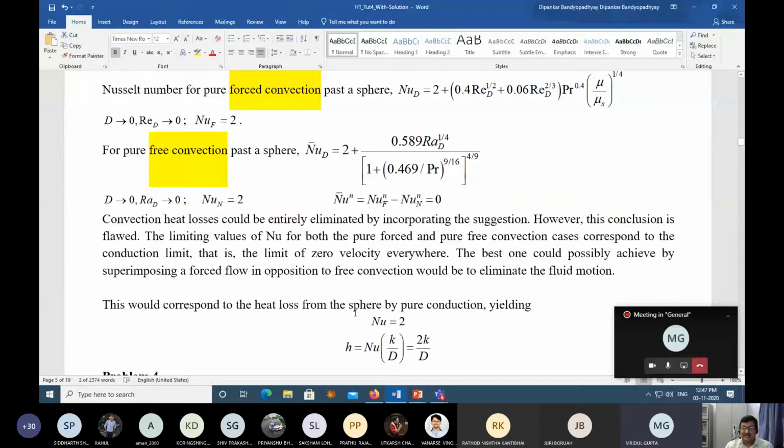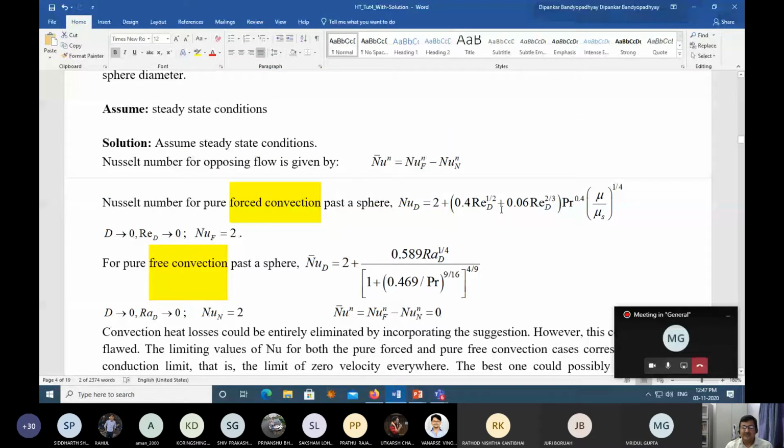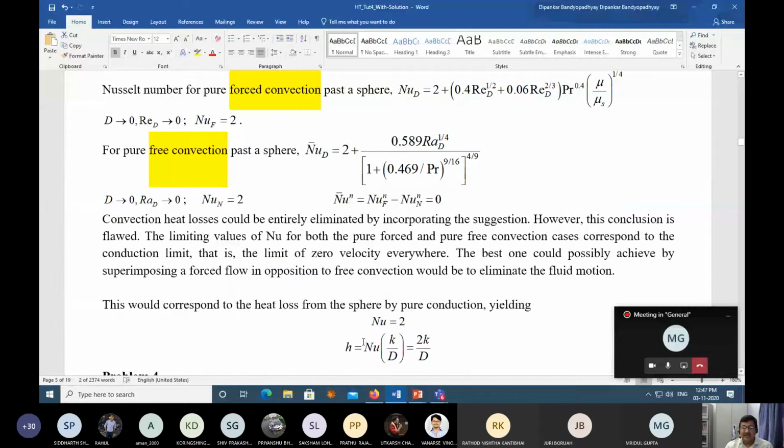So this would correspond to the heat loss from the sphere by pure conduction, yielding a Nusselt number equal to 2. Say suppose zero velocity, a pure conduction situation, the Nusselt number will be equal to 2. And from there, what do you get? h equals 2k by D. Since I have eliminated the convection, now conduction will dominate the heat transfer process. Here k will be the thermal conductivity of the surrounding air, and D will be the diameter of the ball.